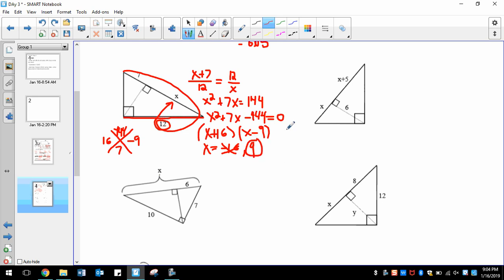Okay? So yes, factoring is still a possibility in these. You just use either method 1 or method 2, and then when you cross multiply, it may work out that you have to factor. So just keep that in mind.